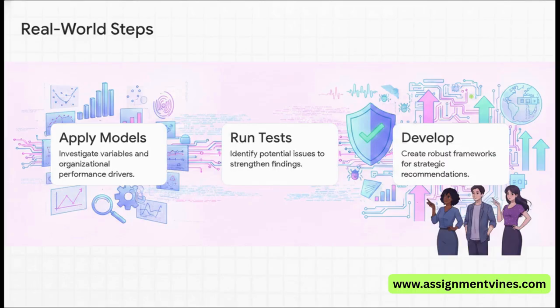Step 2. You run diagnostic tests. And this acts as a really crucial safety net to catch potential accuracy issues, which massively strengthens the reliability of your findings. And then finally, step 3, you develop robust frameworks. This means your analysts can go ahead and confidently make strategic recommendations based on fully validated, statistically sound research.